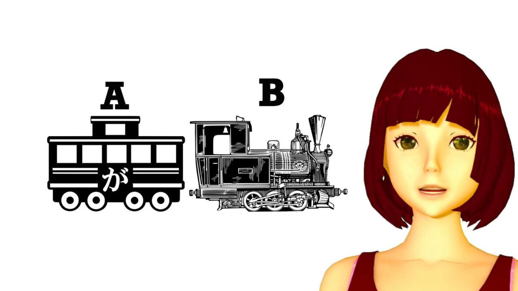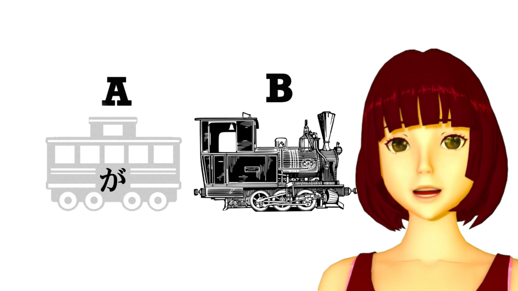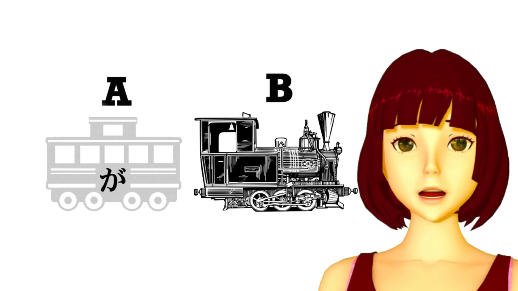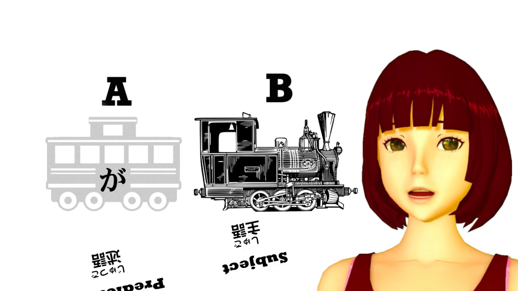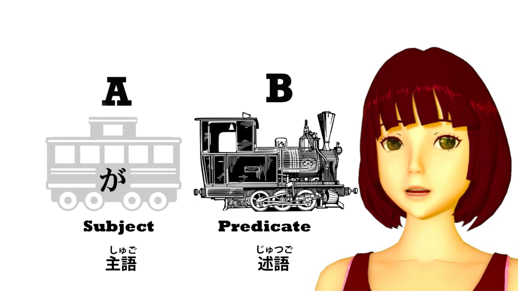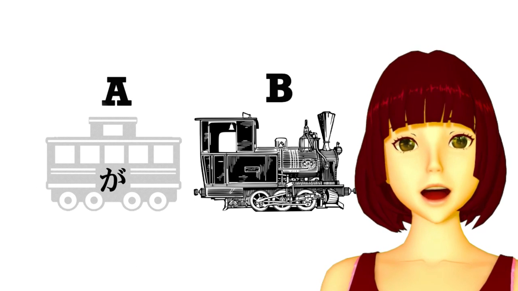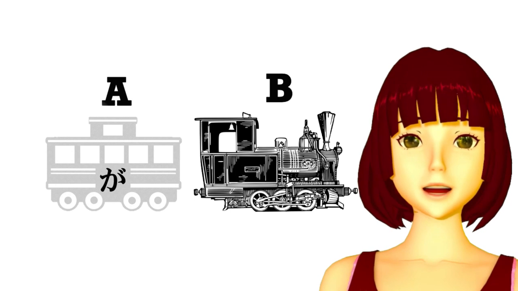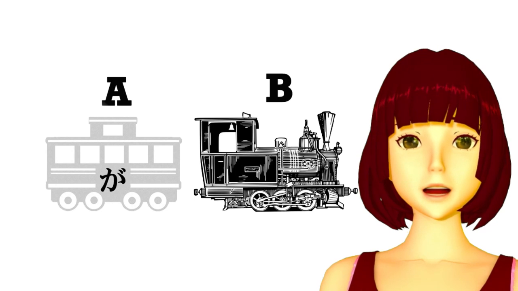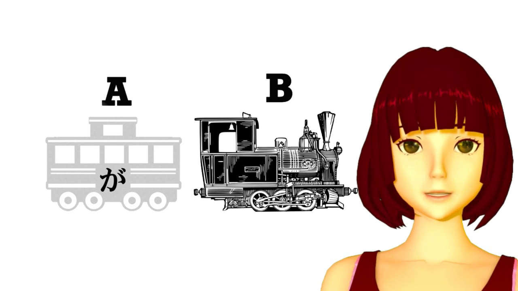We can always see the B engine. We can't always see the A car, but it's always there. In English, these are called the subject and the predicate, and in Japanese they are called the shugo and jutsugo. But we're going to continue calling them the A car and the B engine, because this way we can visualize exactly what's going on in the sentence by using trains.